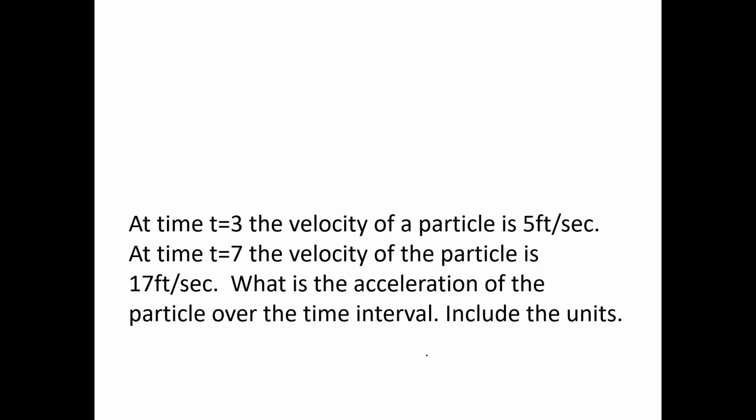At time t equals 3, the velocity of a particle is 5 feet per second. At time t equals 7, the velocity of a particle is 17 feet per second. What is the acceleration of the particle over the time interval? Include the units. So acceleration isn't a quantity that we use all the time in everyday life, so I just wanted to go over a very basic problem. So at time t equals 3, the velocity of a particle is 5 feet per second.